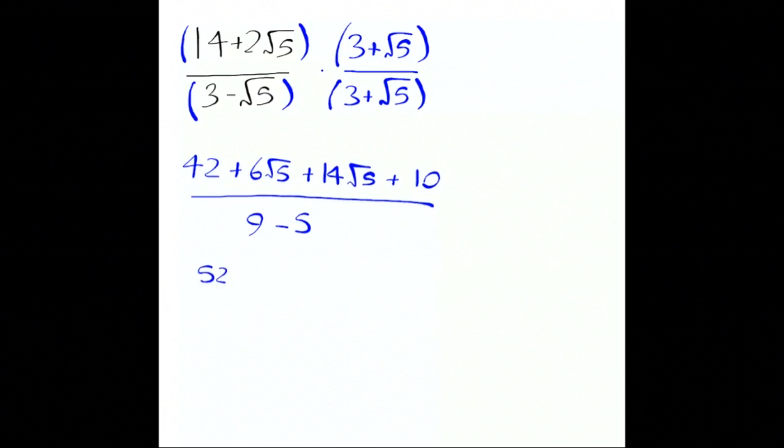So we've got 52 plus 20 root 5 over 4. We can divide top and bottom by 4, we get 13 plus 5 root 5.